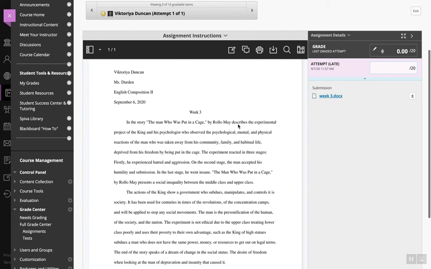Here's an easy way to fix this. Just get rid of the word in. So just slash this out, take it out of your sentence, and then your sentence will be this. The story, The Man Who Was Put in a Cage by Rollo May, describes the experimental project. So if you take out the in, the word story becomes your subject, and then describes is your verb, and then you'll have a complete sentence and you'll be good. So the easiest way to fix this issue, just take out the word in.